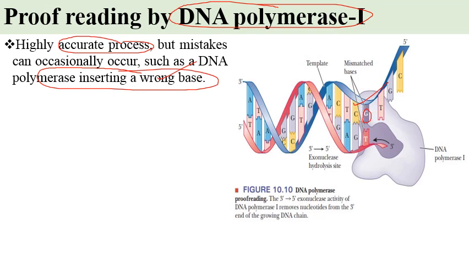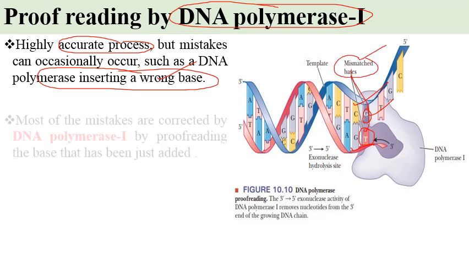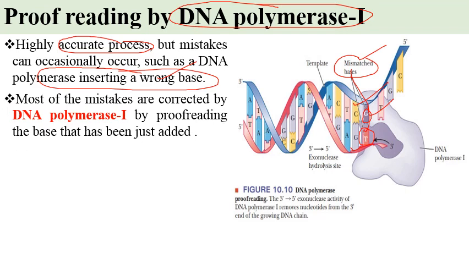For example, in this case, this parental strand has guanine, and in the new strand that is formed, the DNA polymerase adds thymine. So this leads to a mismatched base that can lead to serious damage or disease. Most of the mistakes are corrected by DNA polymerase 1.